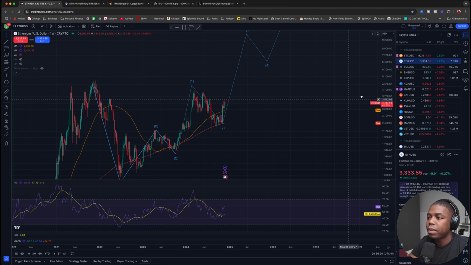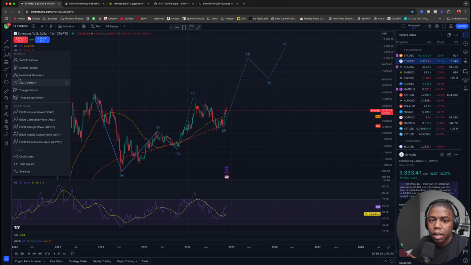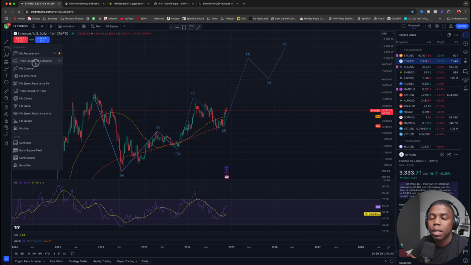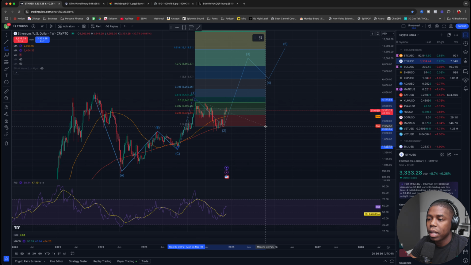So if we were to do that on Ethereum here, in this wave, we would use the trend-based Fibonacci extension. We would measure wave 1 from the bottom to the top, and then bring that to right around the start of wave 3. And then we would measure for potentially up to the 1.618 level. So that's right now at almost 12,000 even. So I think at very minimum, we should hit there.